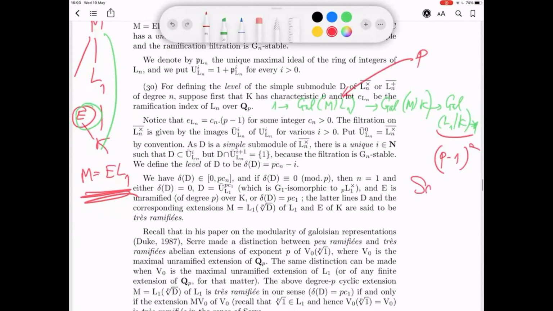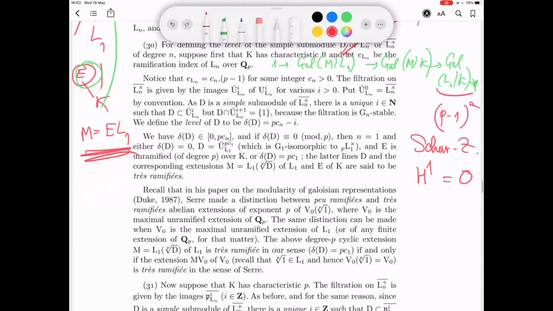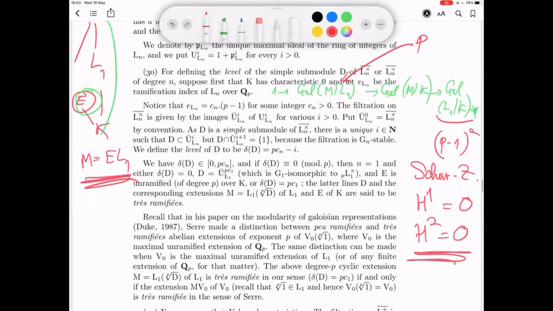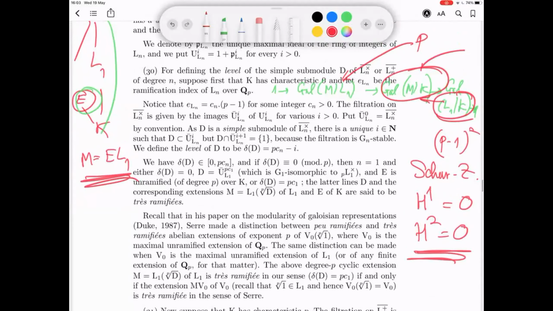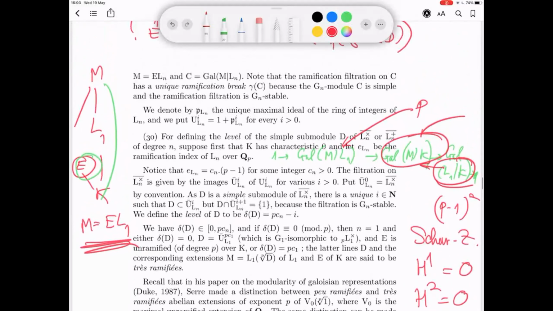So the usual Schur-Zassenhaus will give you what? That H1 is trivial and H2 is trivial. This H2 being trivial gives you a section. And if you look at the image of this inside this, that will give you a subgroup of this. So once you have a subgroup of a Galois group, you can take the fixed field, and that is going to be the E here.